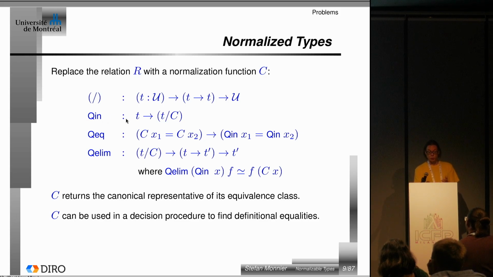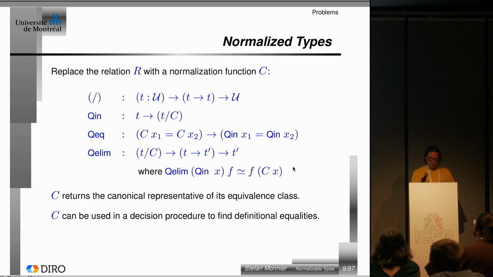Your QIn is basically unchanged. You still have your QEQ, but it takes a slightly different form for proving that two elements are equivalent. Instead of saying that x1 and x2 are in the relation R, you just say that they are canonicalized to the same value. And your QLM looks fairly similar. It takes just a member of the quotient and then the function f, and it's reduced in the kind of obvious way, except that it first canonicalizes the value.